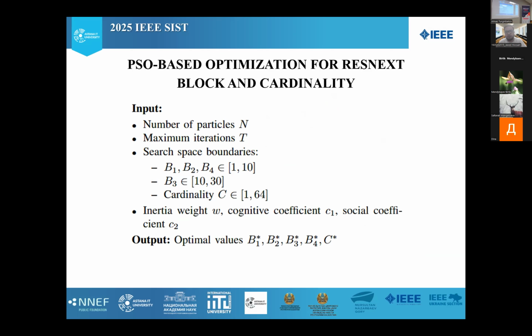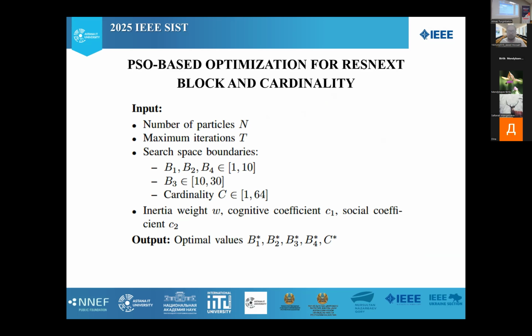Here I applied four parameters, B1, B2, B3, B4. Here B1, B2, B3, B4 represent the number of ResNext layers, and the boundary is 1 to 10. That means 1 to 10 ResNext blocks. It can be randomly taken by the PSO architecture. It can be 8, 6, 7, something like this.